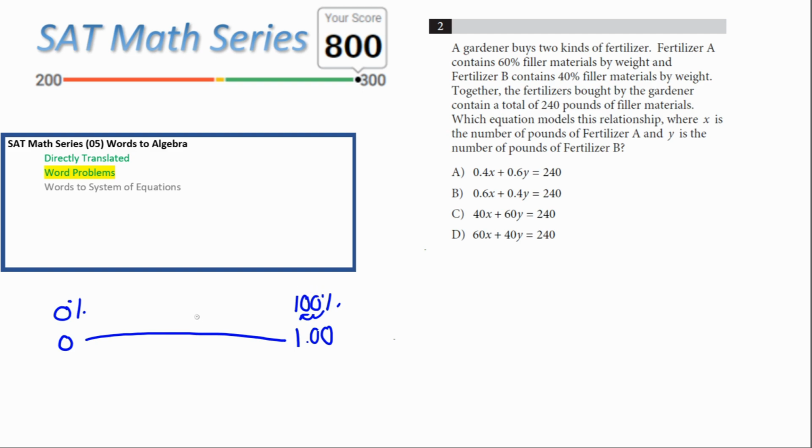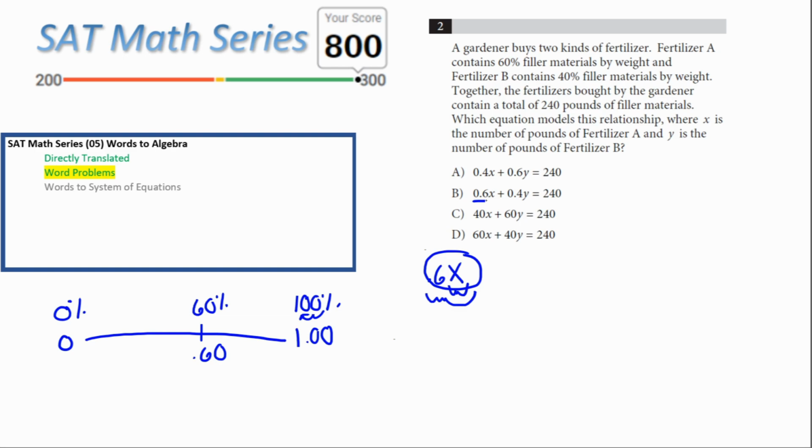And it says 60% of the weight of A is filler material, and so that'll give you a number. If you multiply it by 0.60, that is more than none, less than all, but a little bit more than half, of course. So simply stated, 0.6x, if this is the weight of fertilizer A and 60% of fertilizer A is filler material, then this expression is the amount of filler material in fertilizer A.